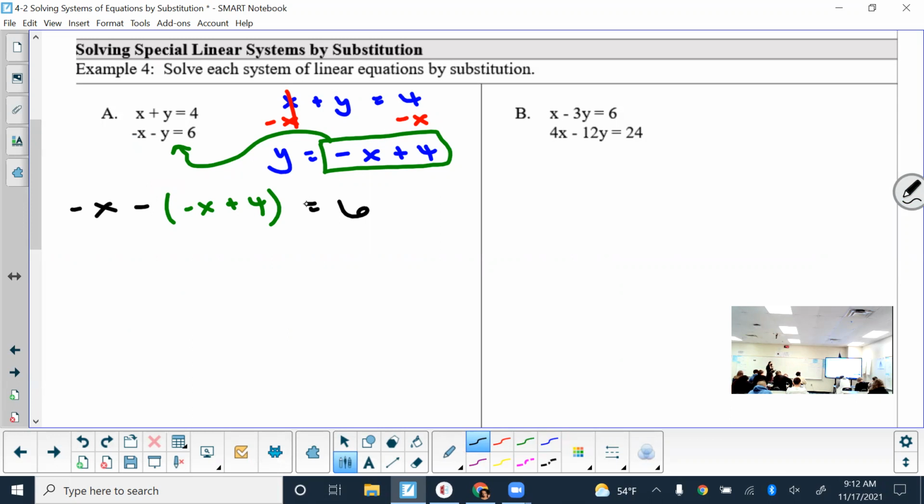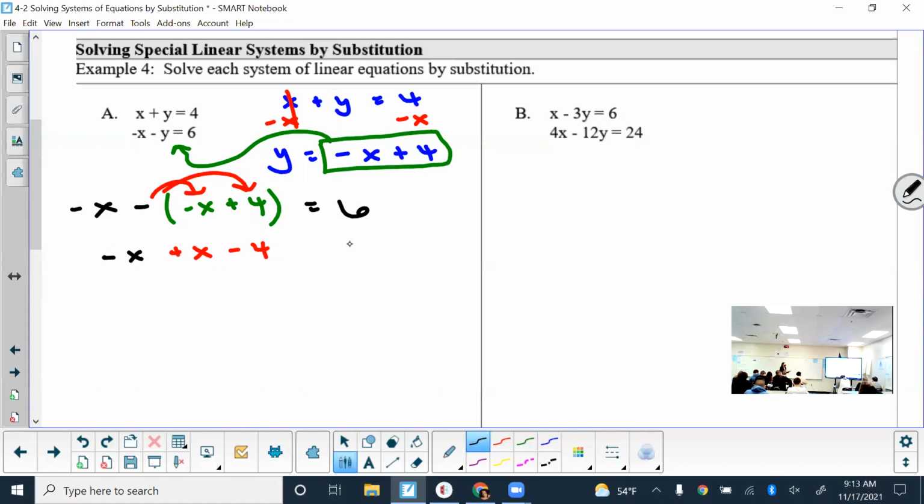So go through your steps like normal. First step is always to distribute if necessary. Do I need to distribute? Yes. What number is out here? A -1, even though the 1 isn't written. That negative means -1. So distribute by multiplying each by -1. What's -1 times -x? Positive x. What's -1 times 4? Good, and then bring everything else down.